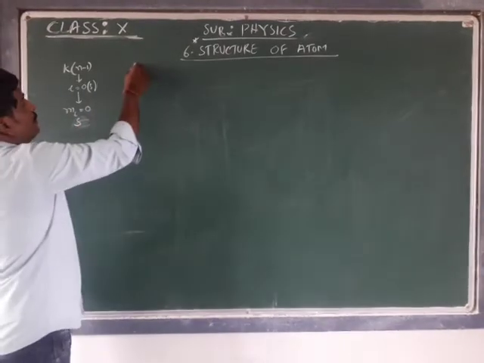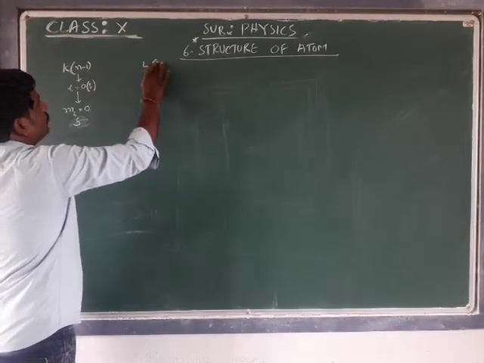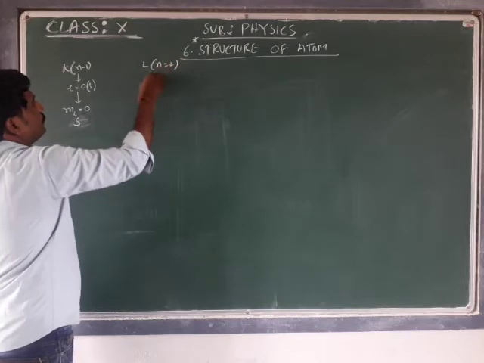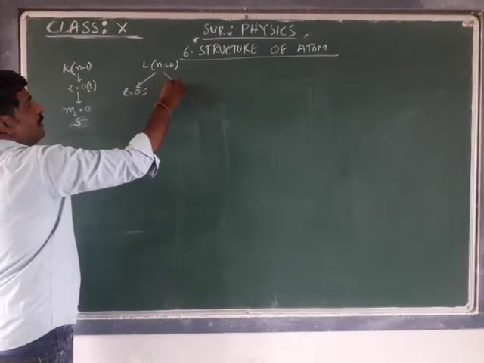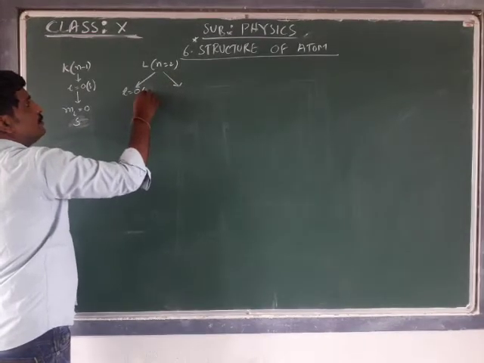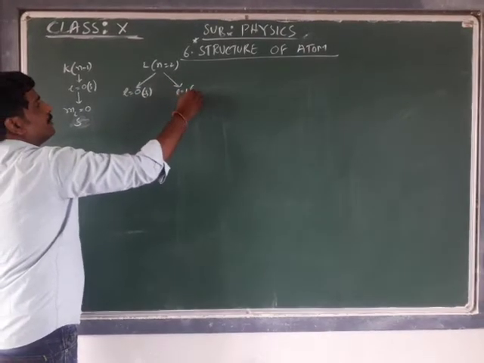Now, for the L shell, n is equal to 2. We have two subshells. L is equal to 0, that is s, and L is equal to 1, that is P.